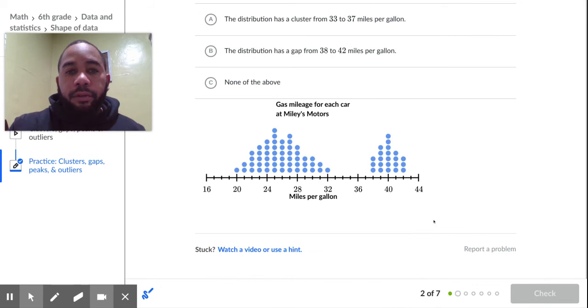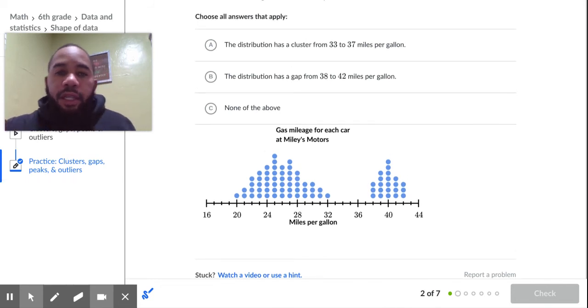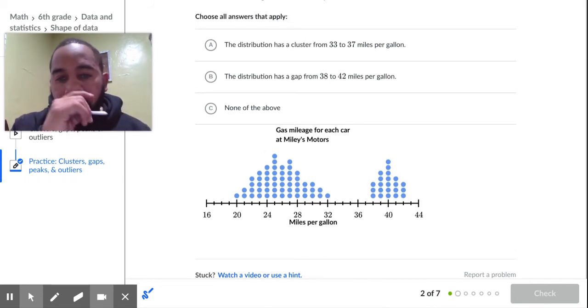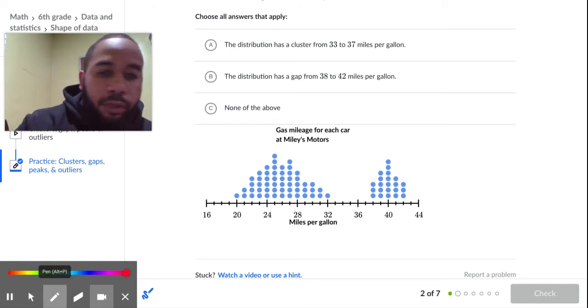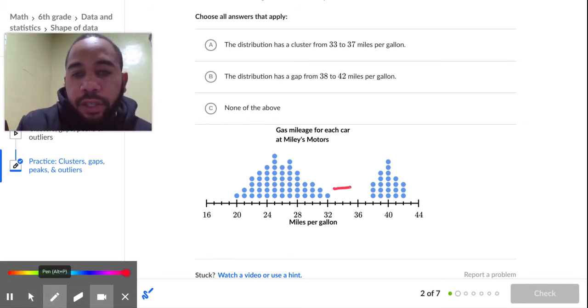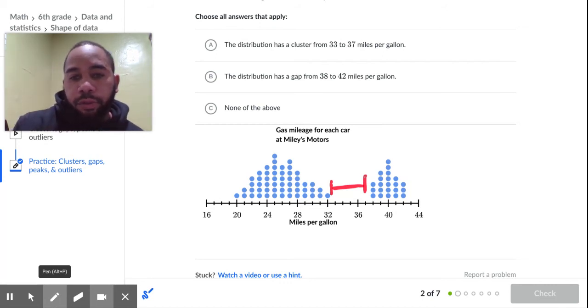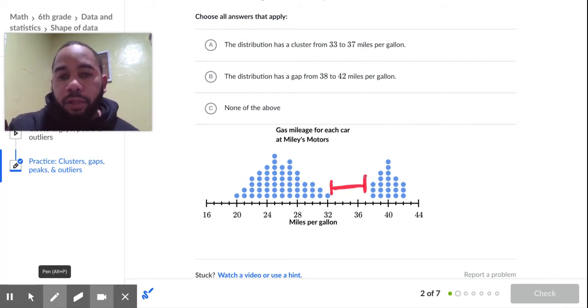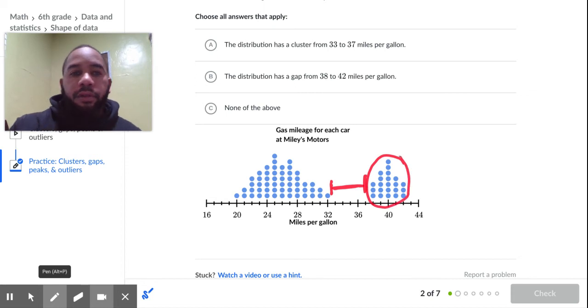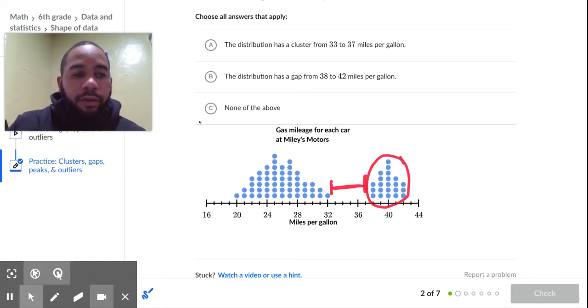Okay. The distribution has a cluster from 33 to 37. No, because from 33 to 37, there's actually nothing there. Okay. The distribution has a gap from 38 to 42. No, it actually has quite a bit of data. So this one is none of the above.